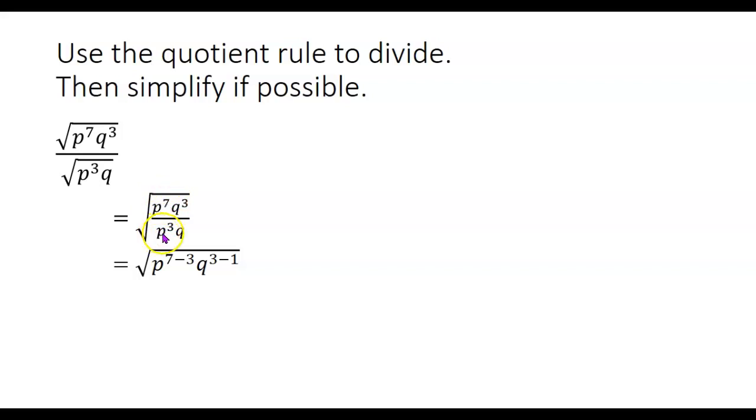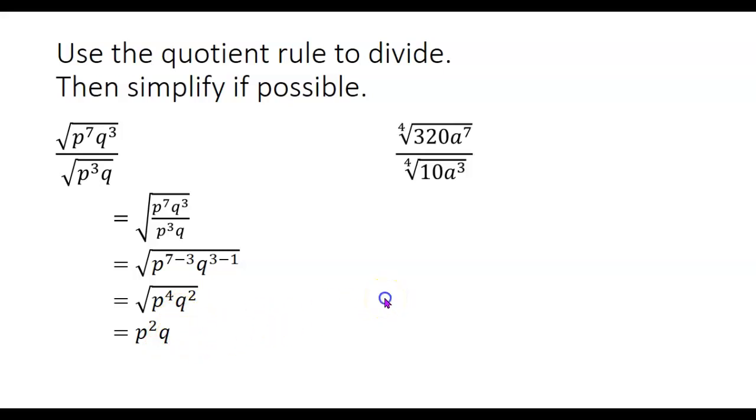So p to the 7th over p to the 3rd would be p to the 7 minus 3 power. And q to the 3rd over q just to the 1st power would be q to the 3 minus 1 power. So we're looking at, under the square root sign, p to the 4th power times q to the 2nd power. And then the square root of p to the 4th power would be p squared, and the square root of q to the 2nd power would just be q. So we end up with p squared q.